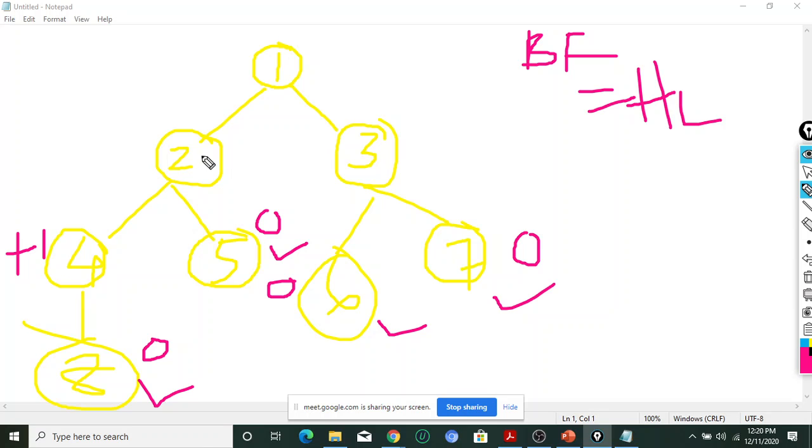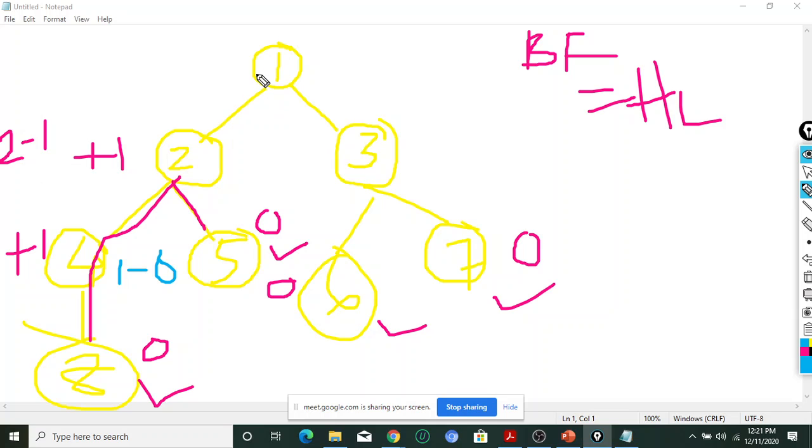If I consider this root node, suppose we are considering 2 as the root node. Not 1 minus 1. This is 1, this is 2, so 2 minus 1. Right, understood? This is left heavy. The height of the left subtree is 2 and the height of the right subtree is 1, so 2 minus 1 is plus 1. Here 1 minus 1, here 1 minus 0, here 2 minus 1.